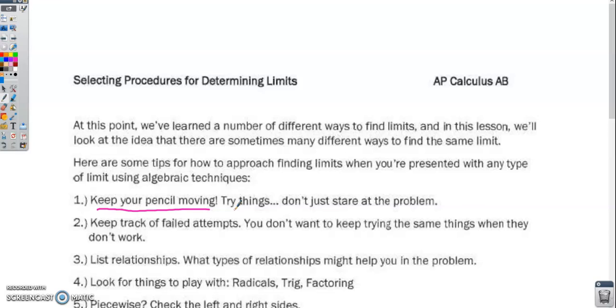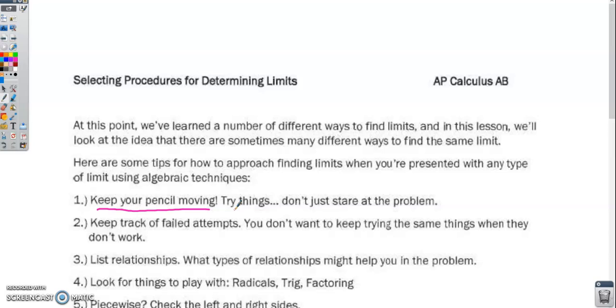Then advice number two, keep track of your failed attempts. If you try the problem one way and you find that it absolutely doesn't work, hopefully keep track of that so that you don't go back and try the exact same thing again. If it helps you, list relationships. What type of relationships might help you in the problem? What kinds of things do you see in the problem that can help you?